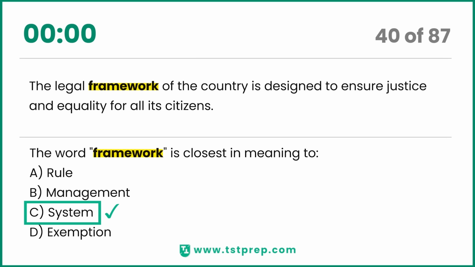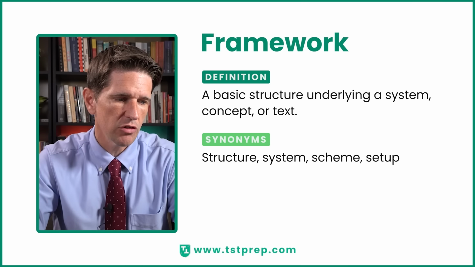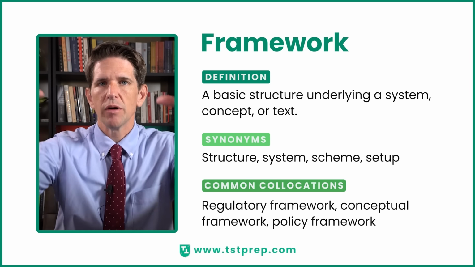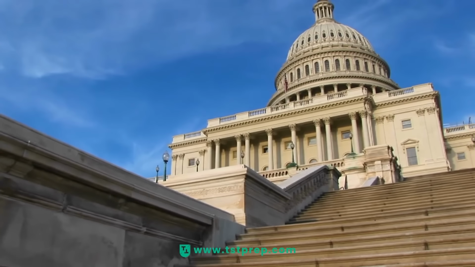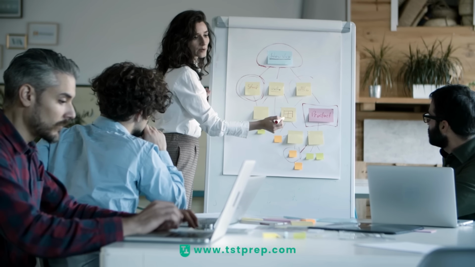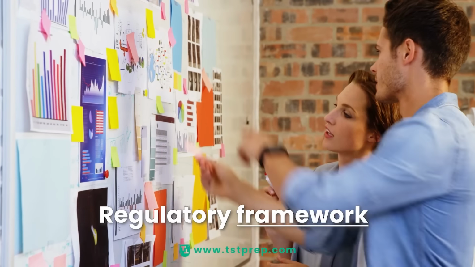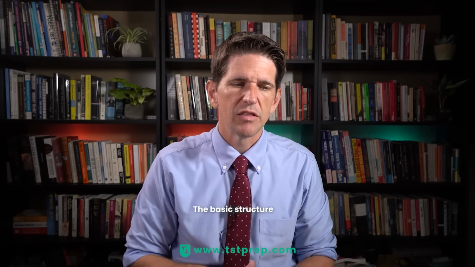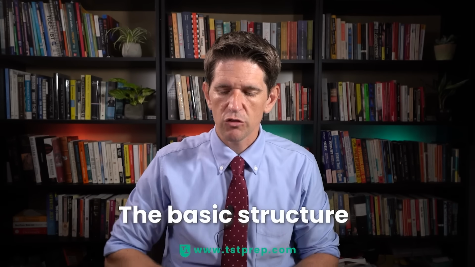Here the correct answer is C, system. So it's a basic structure. Underlying a system is a framework. So you could think about it as a structure, but like the base of the structure. And it's used a lot for things that are not physical. So not really like a building, but more like a country's rules as the framework, or a business's rules. That is their framework: regulatory framework, conceptual framework, policy framework. It's kind of like the basic structure of the business, the basic structure of the country.